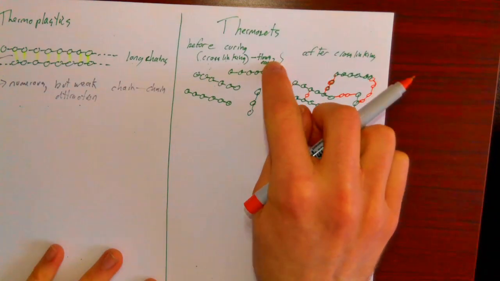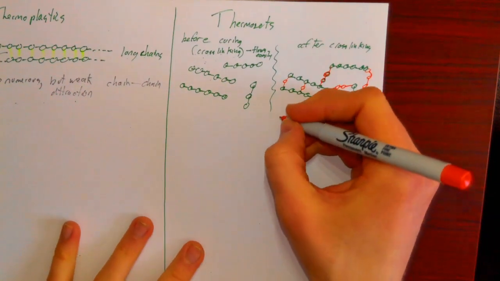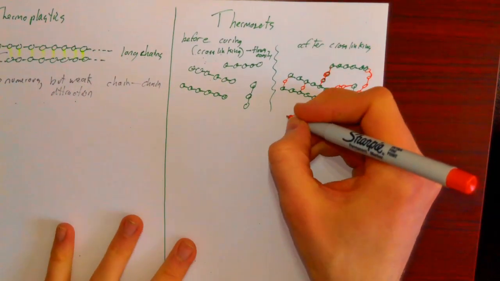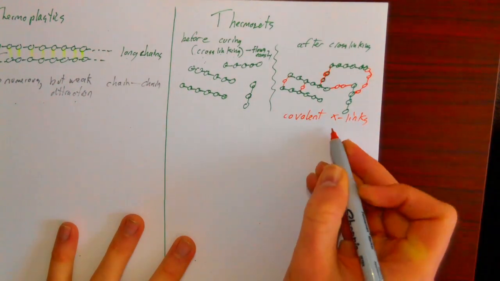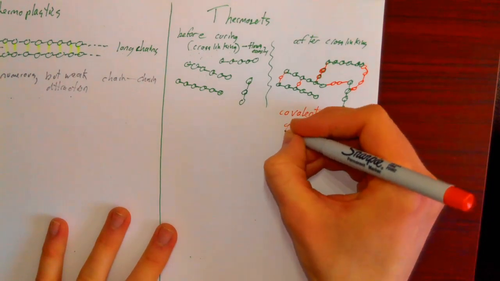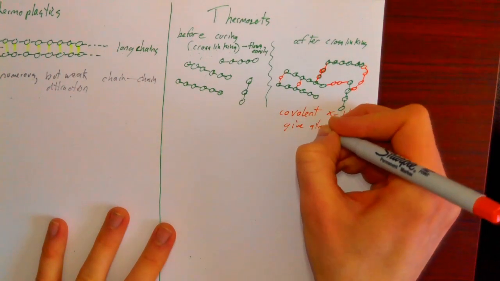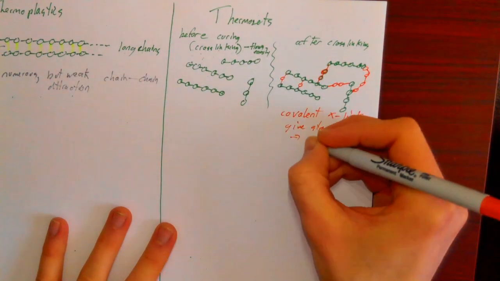So it flows easily when nothing's cross-linked to one another, but after cross-linking, the covalent crosslinks, I'll abbreviate crosslinks as X-links here, covalent crosslinks give strength. And basically, after cross-linking, it becomes a solid.